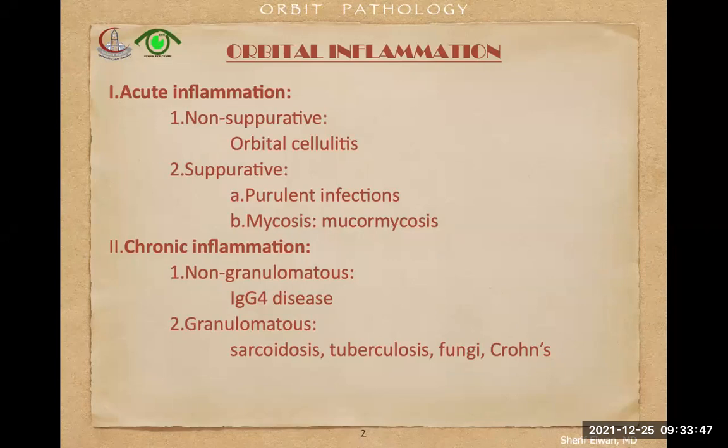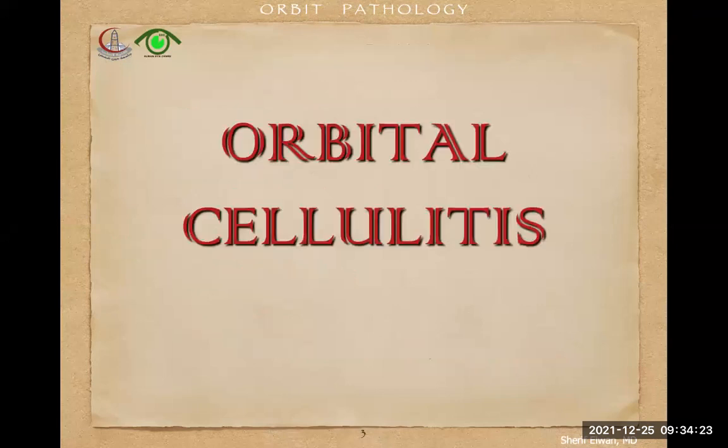And non-suppurative inflammation is presented in the orbit by orbital cellulitis, and the suppurative type is presented by purulent infections and mucormycosis. And chronic inflammation, non-granulomatous type, is represented by the IgG4 disease, which was previously known as the chronic orbital inflammatory disease or orbital pseudotumor, now known in the literature as the IgG4 disease, and we'll see how later on. Granulomatous includes sarcoidosis, tuberculosis, fungi, and Crohn's disease.